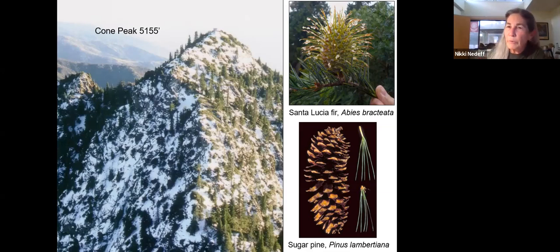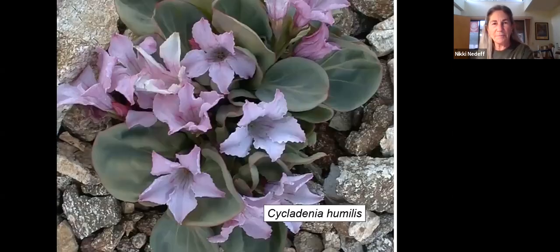It's also called the bristlecone fir because it has these really cool bristles that extend from the cones. The cones are always at the very, very tallest part of the tree, and you can't climb them. They're too spindly to get to. Really cool things. Cone Peak and the environs also support numerous weird stuff like Cyclodenia humilis, which does not have a common name.